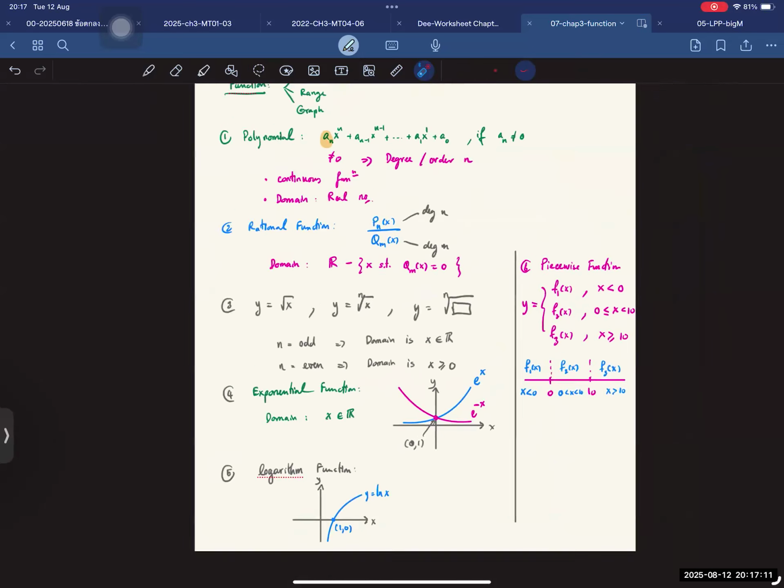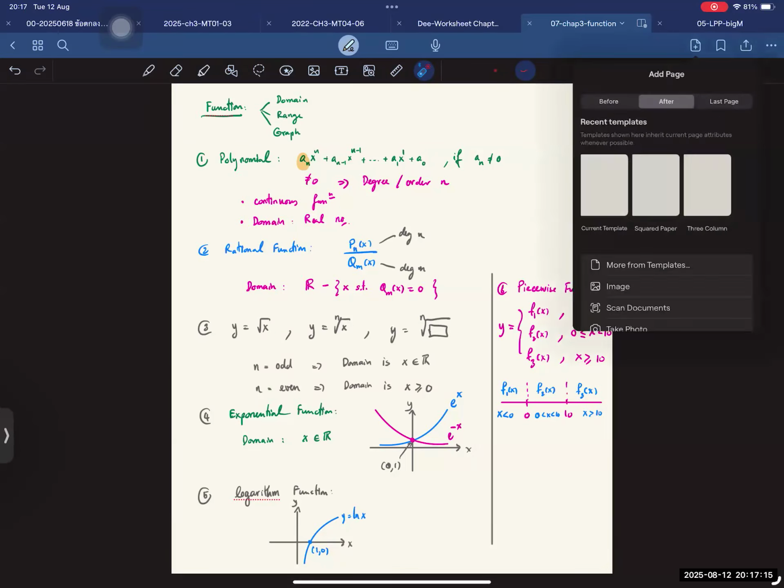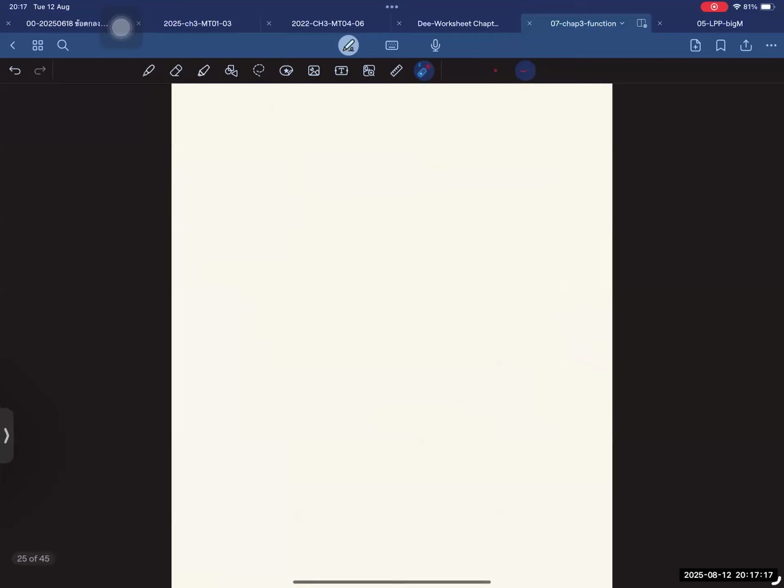All right, so that is the basic information. And another basic thing that you have to know is some basic algebra.